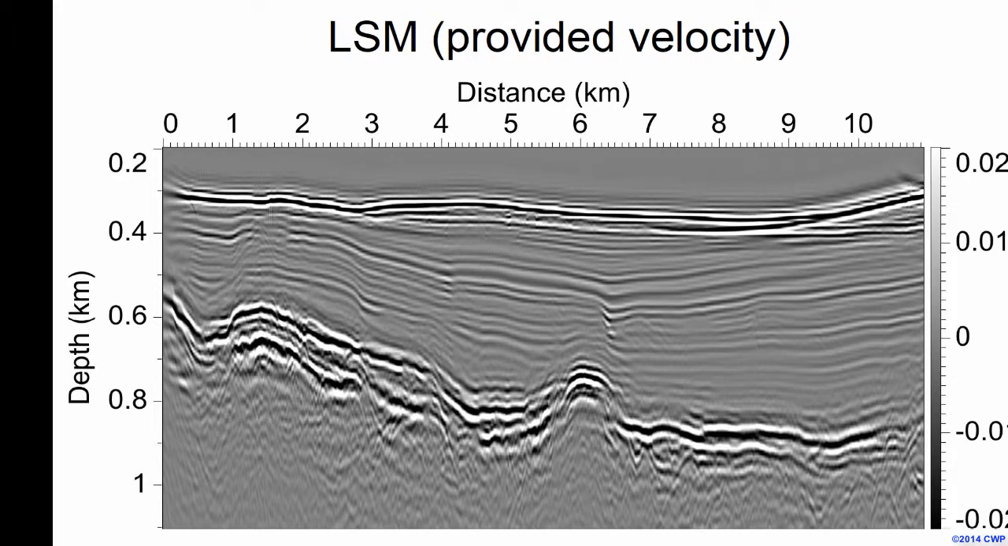The comparison here isn't quite as dramatic as the Marmousi example, but the frequency content of these data are quite different, and also the maximum source receiver offset is smaller in this case compared to Marmousi. But in any case, we can make the same comparison, which is that the least squares migration image has better balanced amplitudes and also better focused reflectors compared to RTM.